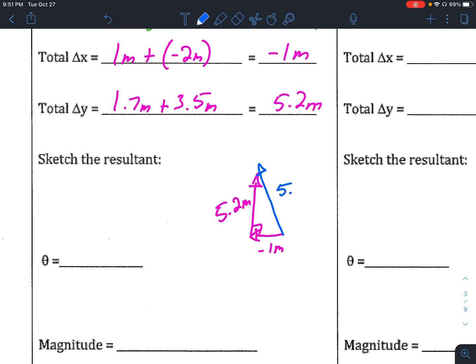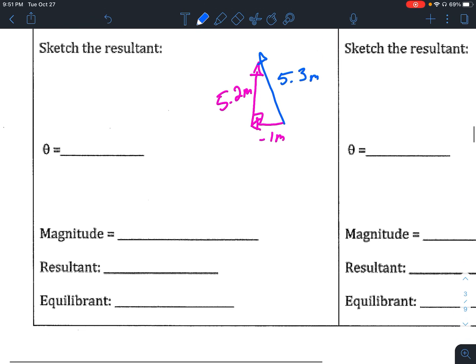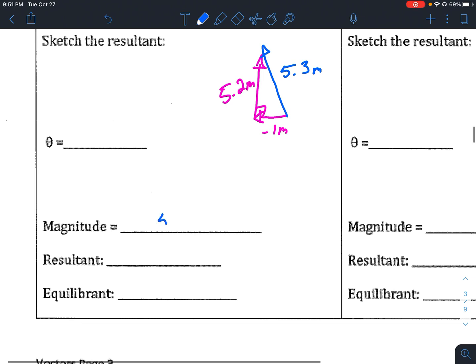And that's really close to that other side, which makes sense because one component's 1, the other one's 5.2, so it's going to be closer to that 5.2. Definitely bigger than both of them individually, but smaller than their sum. Okay, so we got our magnitude, the size of our resultant.